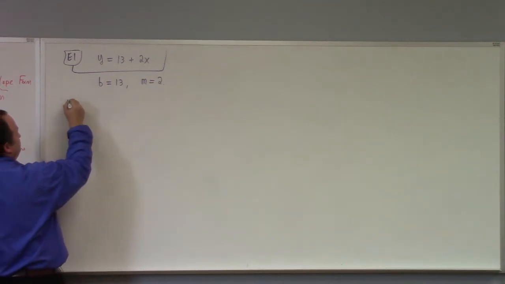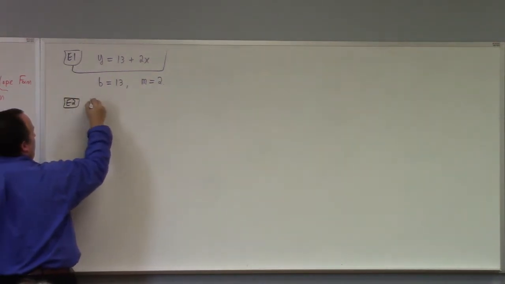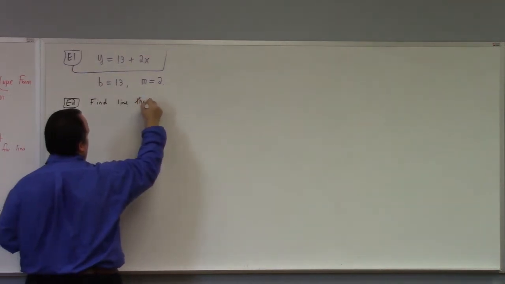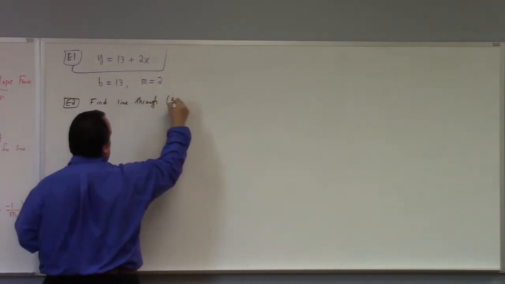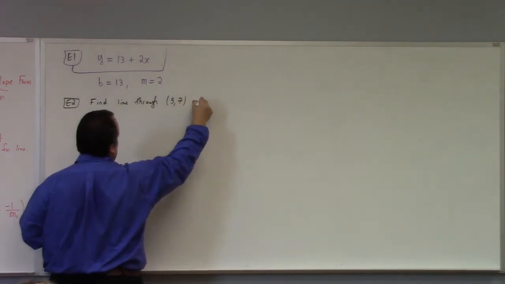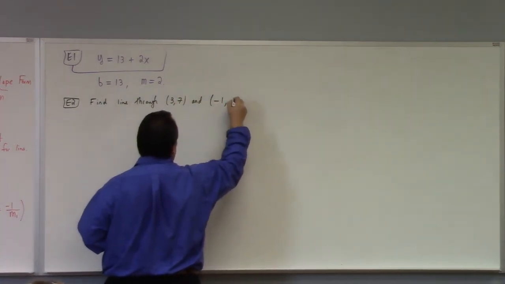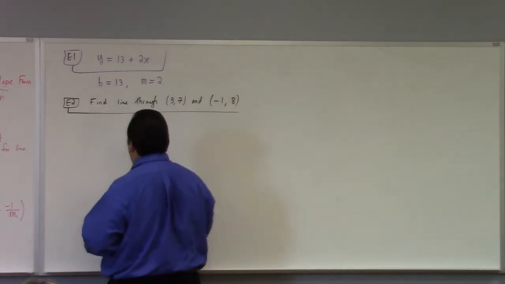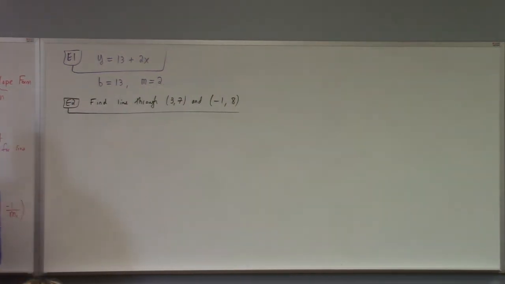Example 2. Find the line through (3, 7) and (-1, 8). And to be more clear, I really want us to find the equation of the line. All right?